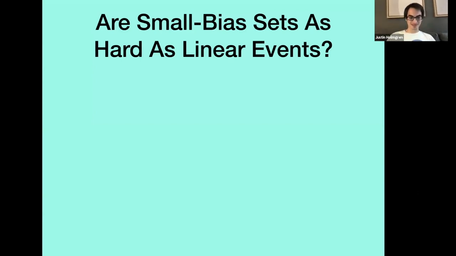One of the questions we need to answer to make this approach work is whether conditioning on a small bias set gives you a query distribution that's as hard as conditioning on just the linear event that the small bias set is supposed to be approximating.